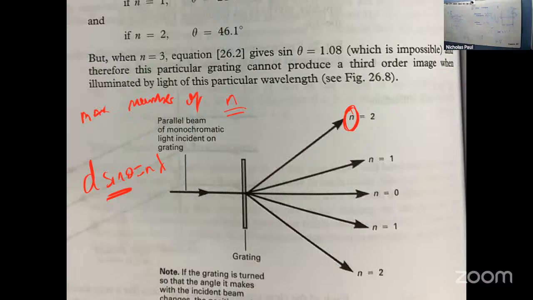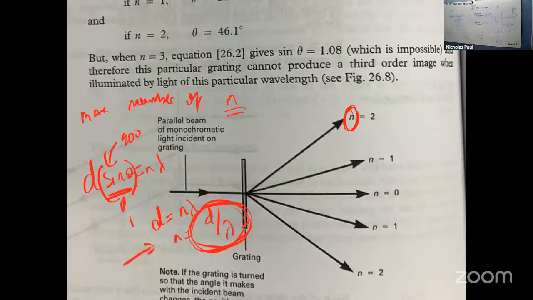So here's what I'm saying. The largest value could only happen when theta is 90, or sine theta is 1. So the formula now becomes d = n lambda, or n is equal to d on lambda. If you have to figure out the maximum number of orders, the formula is d on lambda. You have to learn that, right?